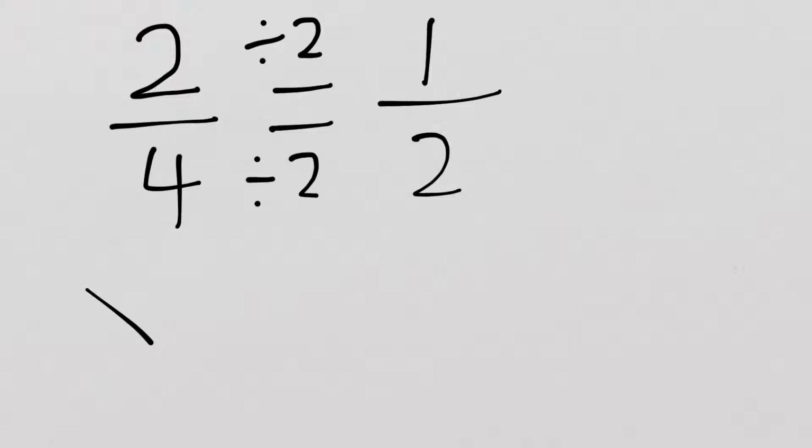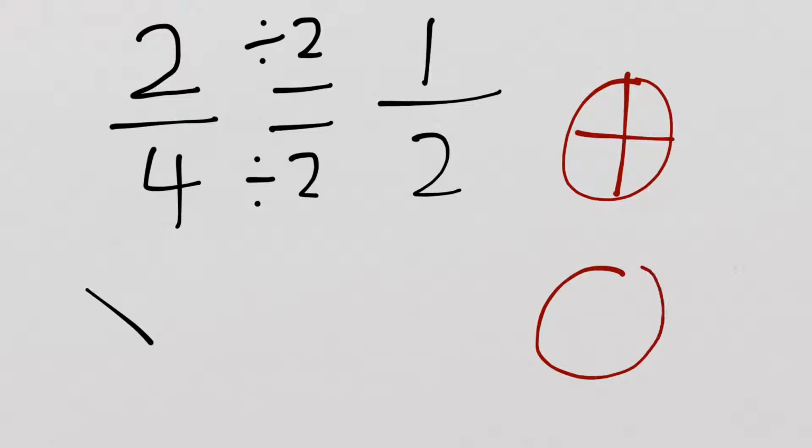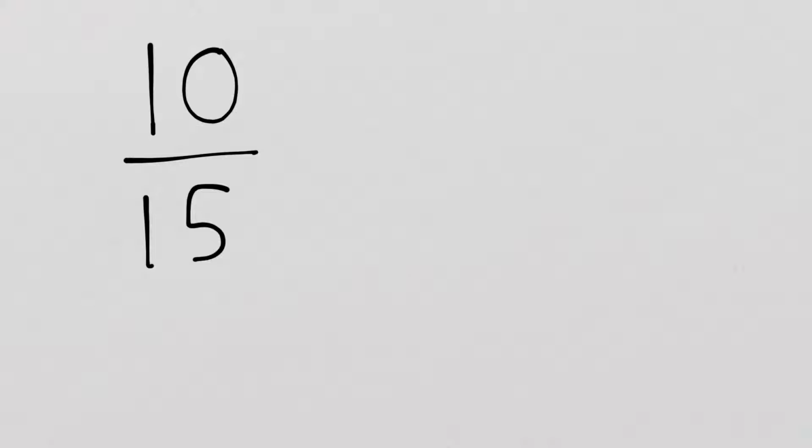We can draw that. We could draw that as a circle, cut it into quarters. We can draw another circle and cut it in half. And we can see if we colour in 2/4 like that, if we colour in half of the circle, we can see that it takes up the same amount of space because the fractions are equivalent. They are the same. Let's have a look at a different fraction now.